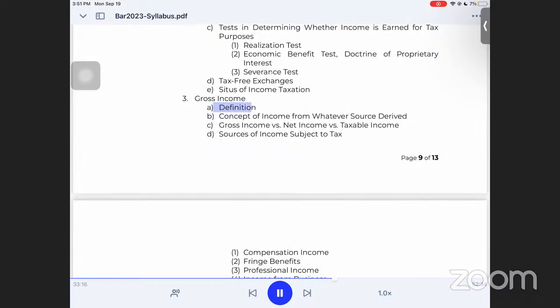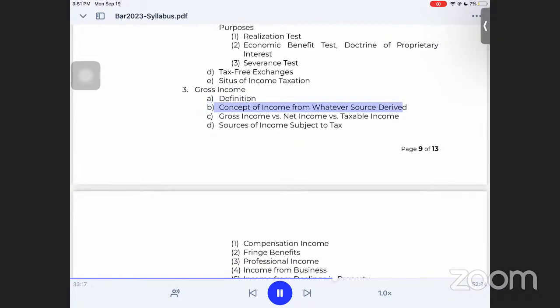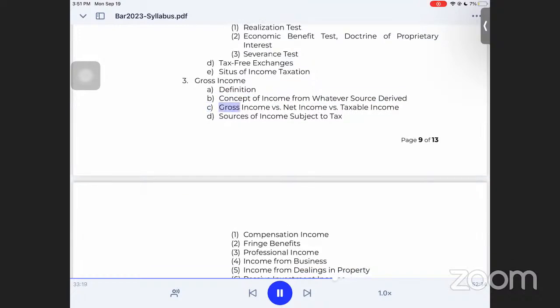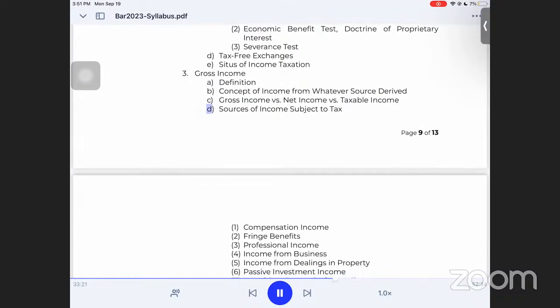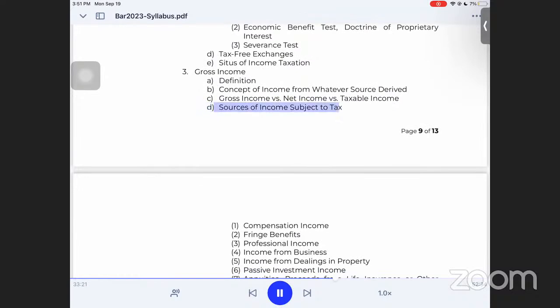3. Gross income. A. Definition. B. Concept of income from whatever source. C. Gross income versus net income versus taxable income. D. Sources of income subject to tax.